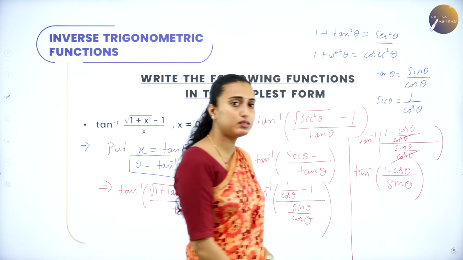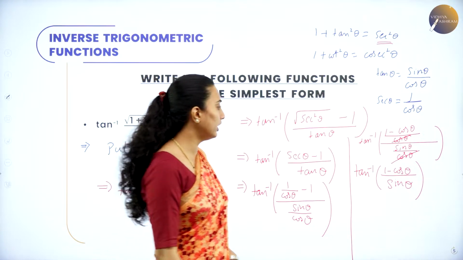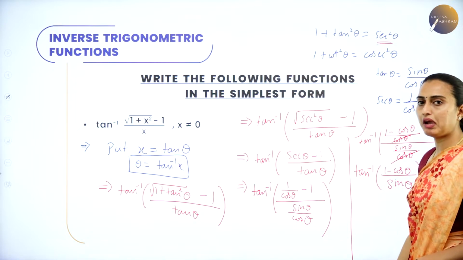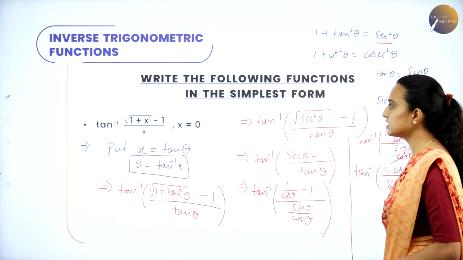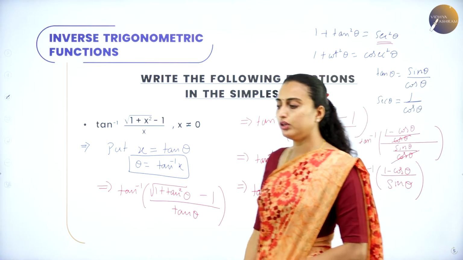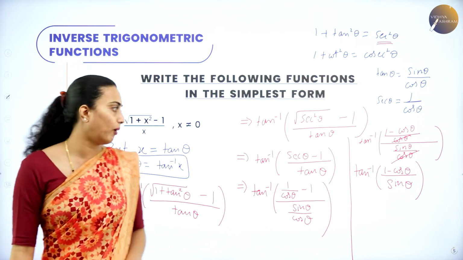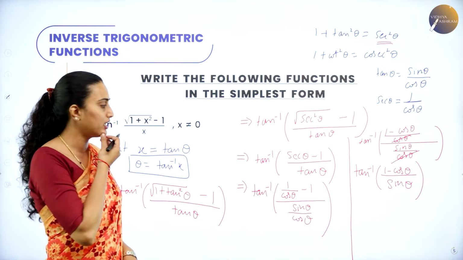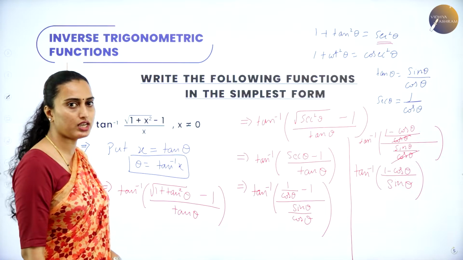Correct? Is that the simplest form? No. So next we'll be moving on to what? The substitution again. What is 1 minus cos theta and this sin theta? This tan inverse must go. Okay? Then only you are going to bring it to the simplest form. Are you getting this one? Now 1 minus cos theta can be written using the other formula. I am going to take it here.